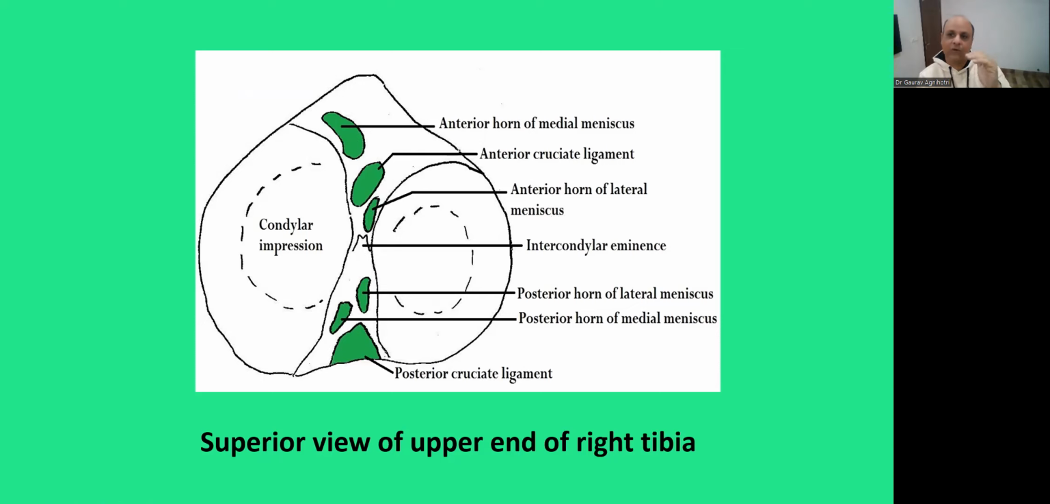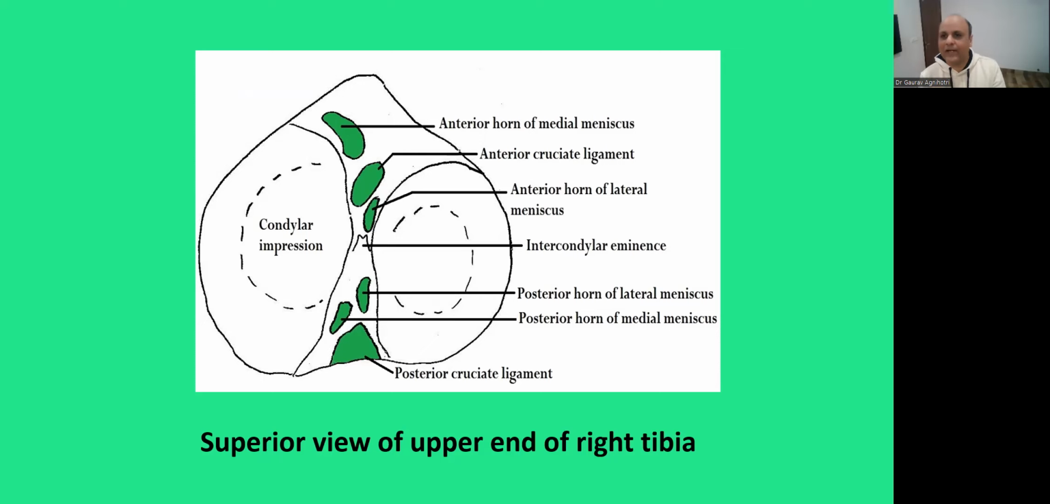So remember, from anterior to posterior in the intercondylar area, in the anterior part, remember in your mind, Medical College Lahore. M stands for medial meniscus, the anterior horn of the medial meniscus. Then C stands for cruciate ligament, so the anterior cruciate ligament. Then L stands for lateral meniscus, the anterior horn of the lateral meniscus. So it's Medical College Lahore.